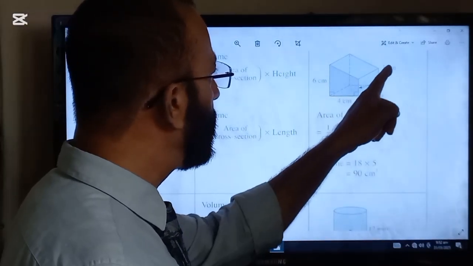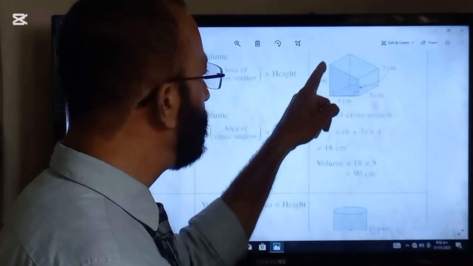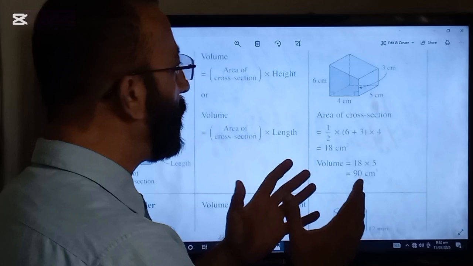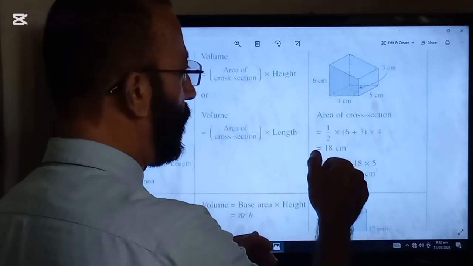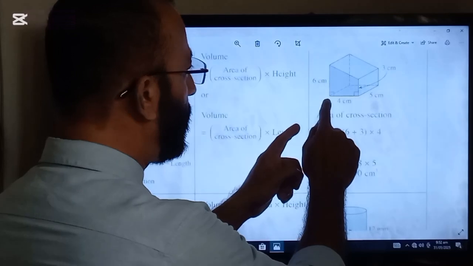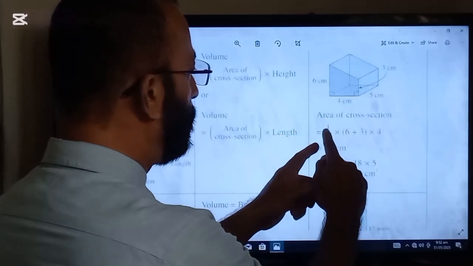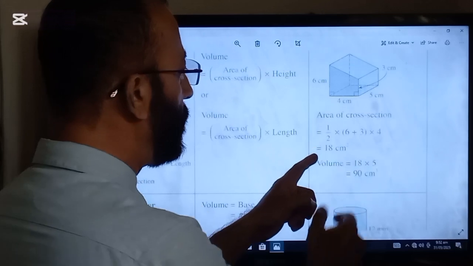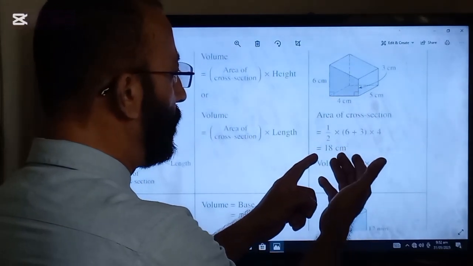So these two sides, 3 and 6, are parallel sides because this is a trapezium, students. First we will find the area of the trapezium, that is actually the cross section of the prism. The parallel sides are 3 and 6 and the height is 4. So first, 1 by 2 into the sum of the parallel sides into height. This formula is used, so put the values into the formula.